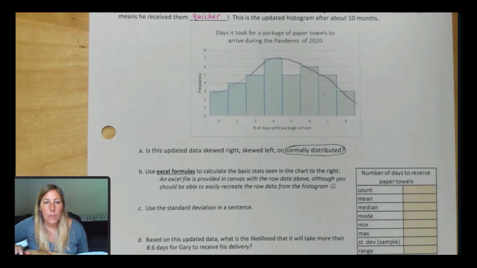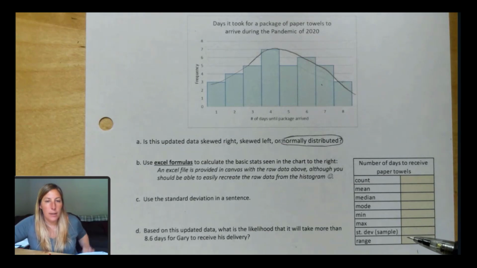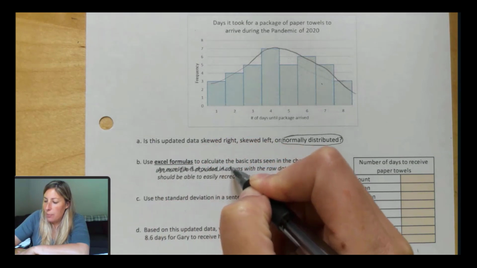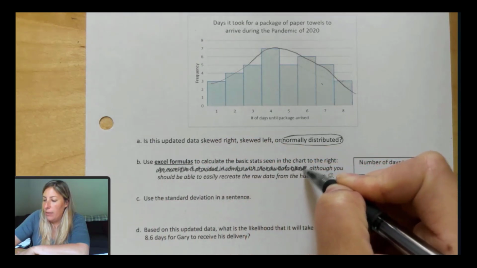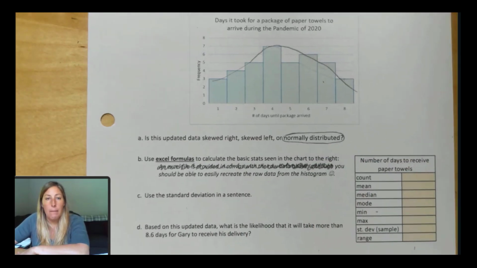Now, let's go ahead and use some Excel formulas to calculate the basic stats seen in the chart to the right. We do not have an Excel file. An Excel file is not provided with the raw data above. In other words, you're going to have to create that, okay? This should be very easy for you, you should easily be able to recreate that raw data from the histogram. So let's go ahead and open up Excel, because you guys are going to have to turn this file in. So go ahead and open up a new Excel document.